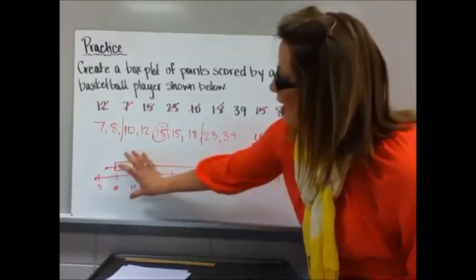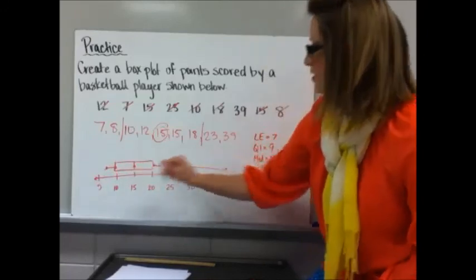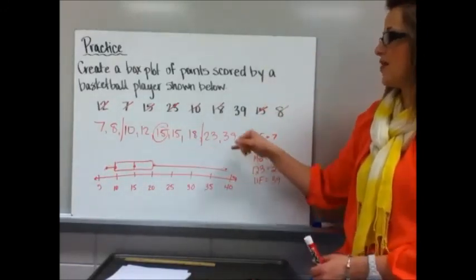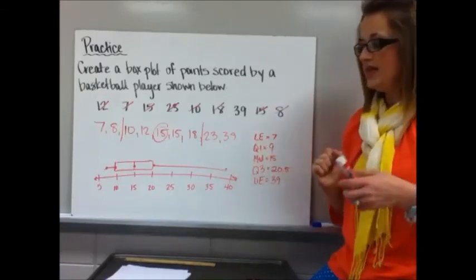You can tell that your data is clustered more in the teens, and it is skewed to the right. It's skewed toward 39. That is an outlier that's pulling the data that way.